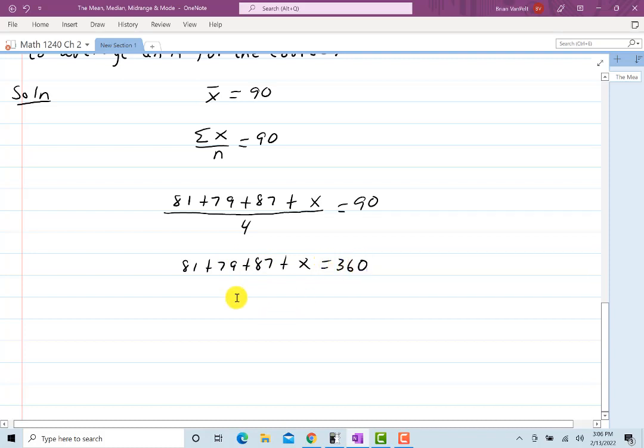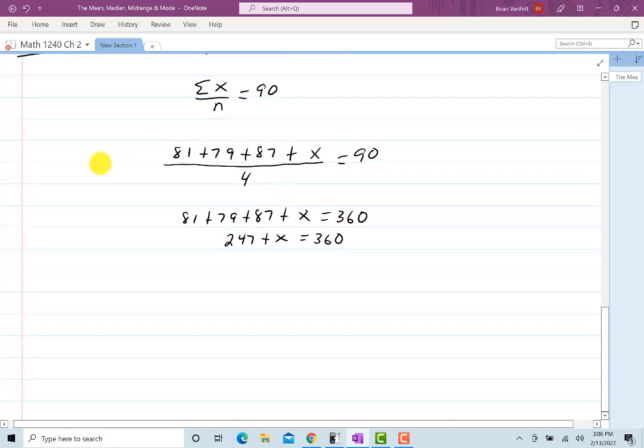Let me add up these 3 numbers here. So that looks like 160, 247. And then if I subtract 247 from both sides, I see that he needs a 113 on the last test. That means that, unfortunately, Hector cannot get an A.